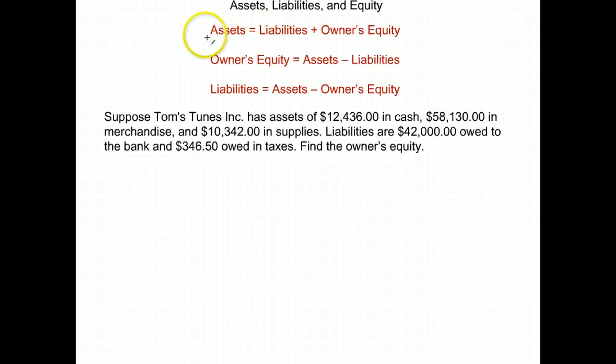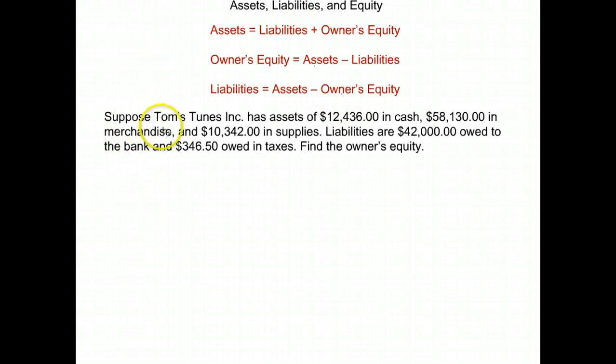Here are some of the formulas, and it's really all the same formula. They've just solved it for different parts. So if you're trying to find assets, you take the liabilities plus the owner's equity. If you're trying to find the equity, you take assets minus liabilities. And if you're trying to find liabilities, you take assets minus the equity.